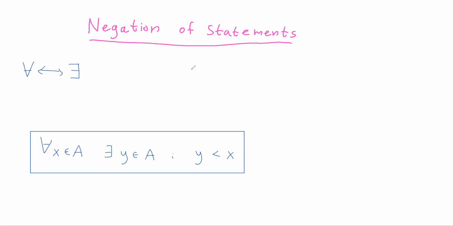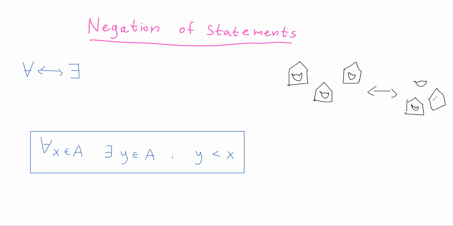Why? For example, if we want to say the opposite of the statement, for all the cats, they have a house, every cat has a house. What is the opposite of every cat has a house? Correct. The opposite is that there exists a cat that does not have a house. Maybe there are other cats that have a house, but even if there exists one cat that does not have a house, it means that it is not correct that every cat has a house.